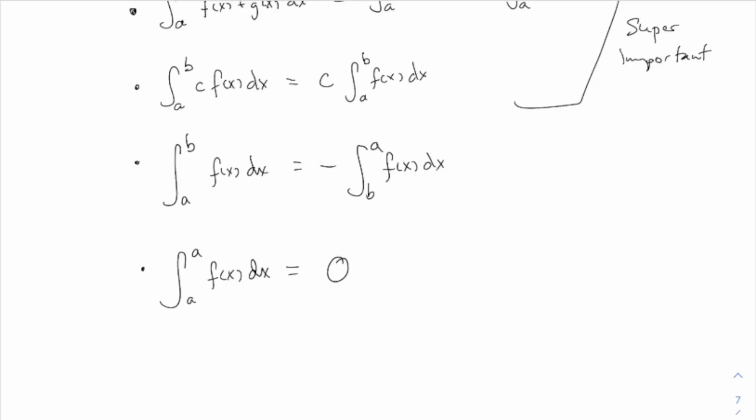It's actually obvious if you think of it in terms of the fundamental theorem. What this equals is big F of A minus big F of A, and that's 0, right? So it's pretty clear. The integral from A to A is always 0. All right? One more? No, two more, I said.